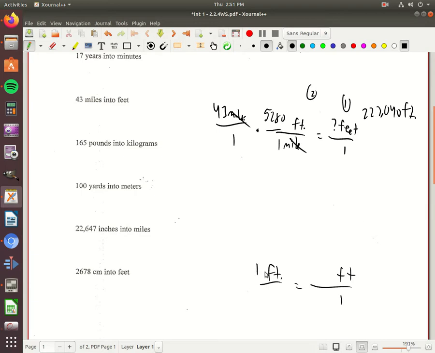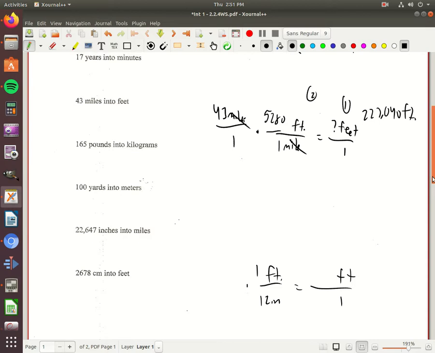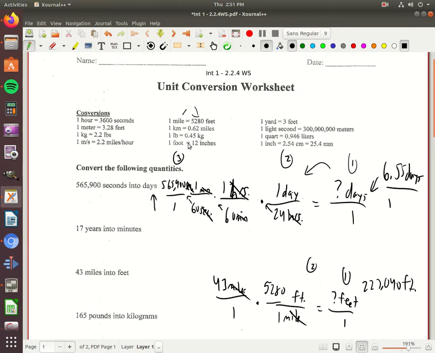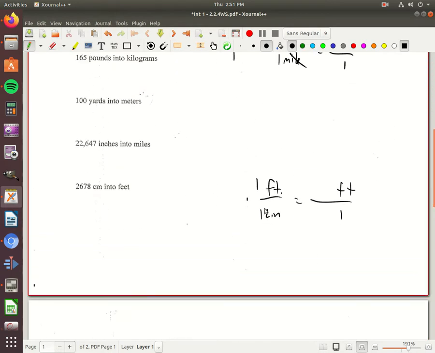So I know that 1 foot is the same as 12 inches. And then hopefully there'll be a conversion from inches to centimeters. I think it's like 2.58 or something like that. 2.54. 1 inch is 2.54 centimeters. So again, I know I have to put 1 inch here. Inches on top is the same as 2.54 centimeters. And again, whatever's on bottom here has to go on top here. And I'm stopping now because I know that I have 2,678 centimeters.